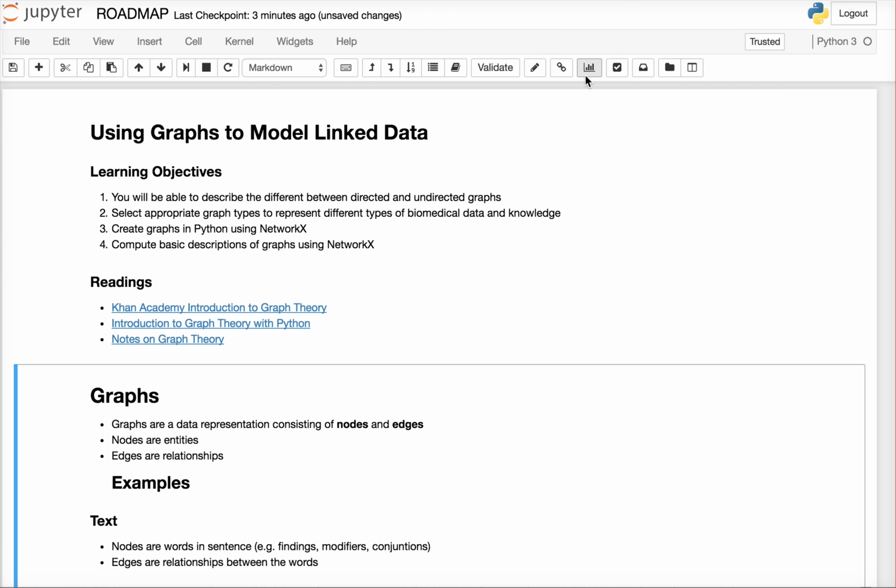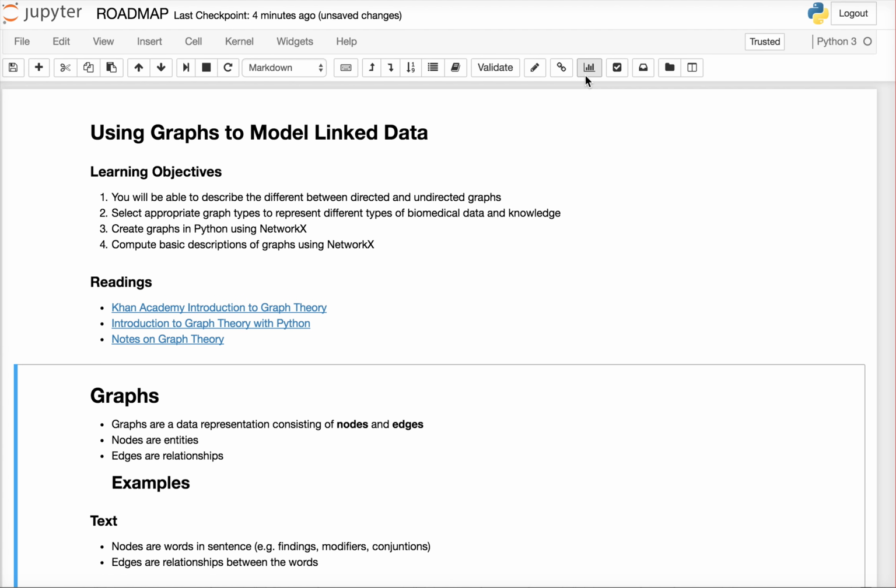graphs, for example, directed and undirected graphs. You'll have a good sense of which type of graph you should use for different types of data or knowledge that you would want to represent with these graphs. And we'll get some hands-on experience with working with graphs using the Python package NetworkX.